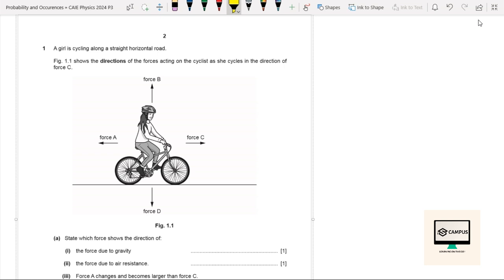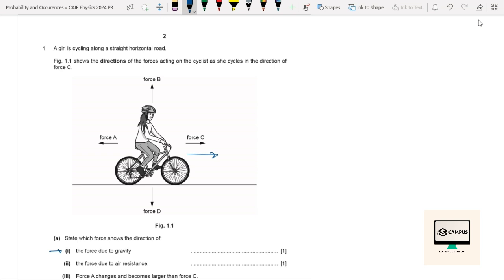So a girl is cycling along a straight horizontal road, and this is figure one. It shows the direction of forces acting on the cyclist as she cycles in the direction of force C. So it's given that she's moving in the rightward direction. So state which force shows the direction of the force of gravity.